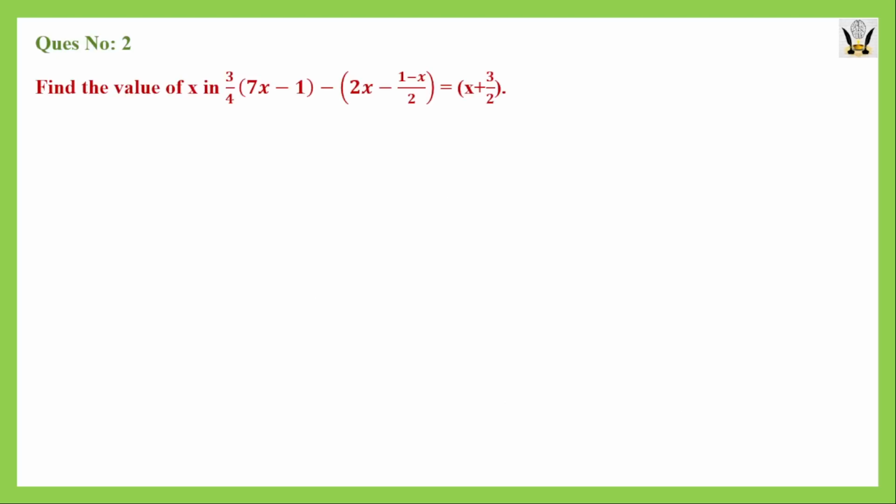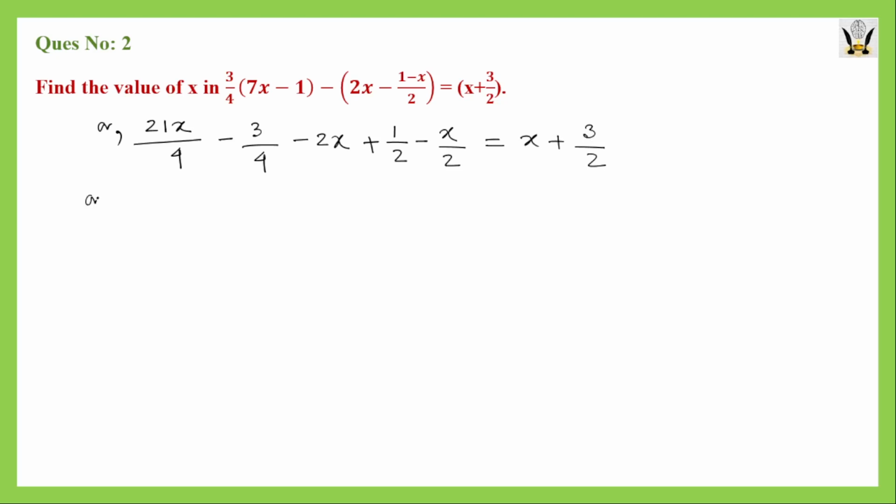Now the next one. Next sum, here we have again a linear equation of x. So if we simplify further, and if we take all the variables on the left side and all the constants on the right side, first let's remove the brackets. So it will be 3 multiplied by 7, so 21x divided by 4. Then we will have minus 3 by 4, then we will have minus 2x, then plus 1 by 2, and then plus minus x by 2, and that will be equal to, on the right side, x plus 3 by 2.